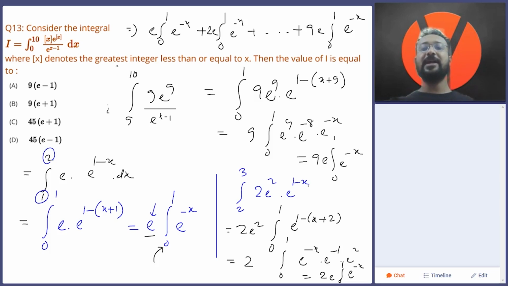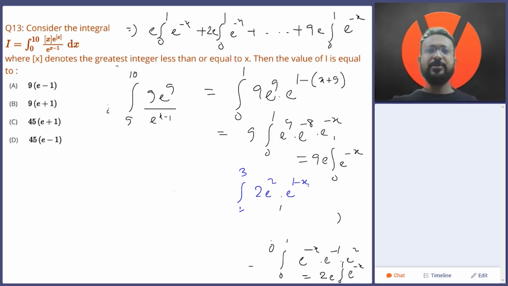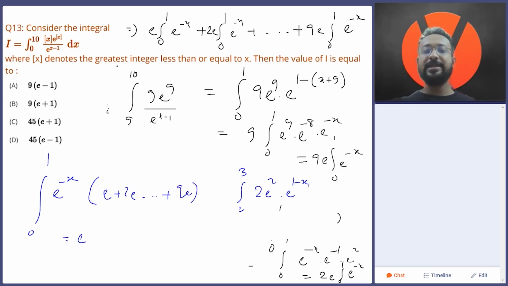So very easily now can we solve this? Everybody tell me. I think you will understand. Now it is very simple, because e power minus x is common, correct? So we have the integral of e power minus x from 0 to 1, and we have a constant e plus 2e up to 9e, which is e outside, and 1 plus 2 plus 3 up to 9 will be 45.